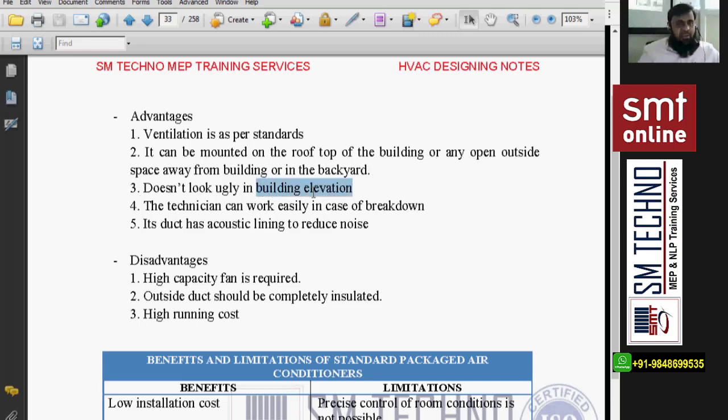Next, it will not affect the building elevation, because this is placed on the rooftop or outside the building. It will not affect the building elevation like a window.